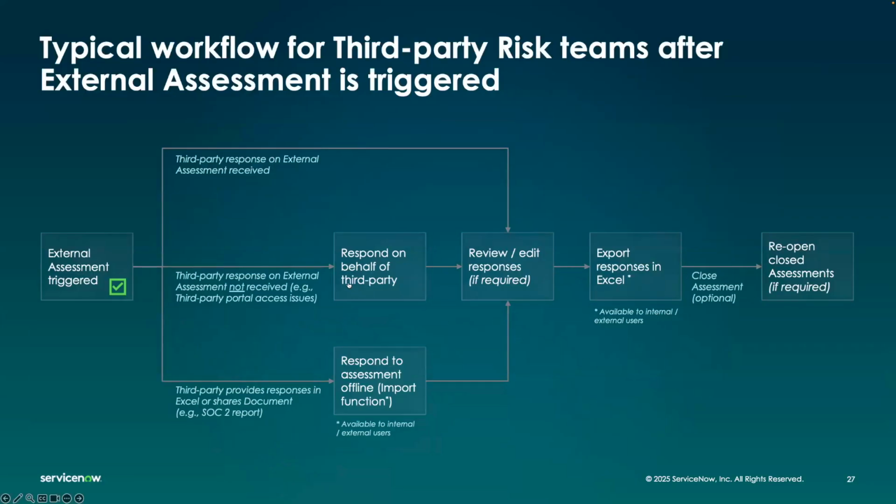So let's recap the typical workflow for third-party risk teams after external assessments are triggered. After the external assessments are triggered, the following capabilities or features are available to third-party risk managers and assessors, and even the reviewers. The third-party response on external assessment has been received. In that situation, the third-party risk managers, assessors, or reviewers can review and edit the responses, can export the responses in Excel, and third-party risk managers can reopen closed assessments if required. If third-party response on external assessment has not been received, then third-party risk managers and assessors can respond on behalf of third party.